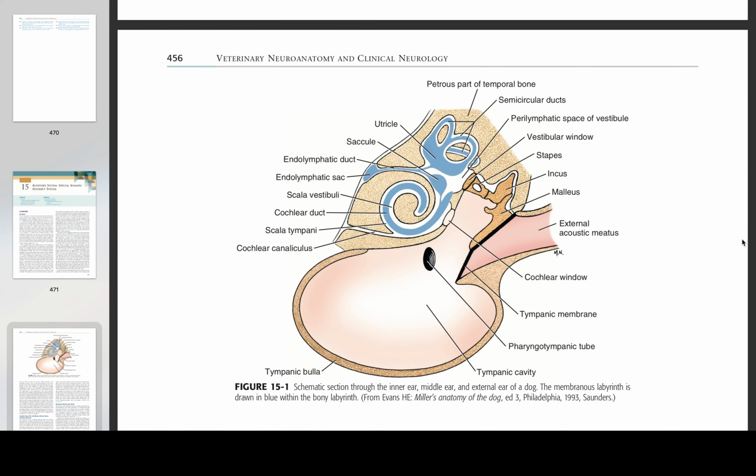Anatomy of the receptor. The development of the bony and membranous labyrinths of the receptor in the auditory system is described with the development of the vestibular system in Chapter 12. Figure 12-1 outlines the basic components of the inner ear. Figure 15-1 shows the three basic components of the ear.